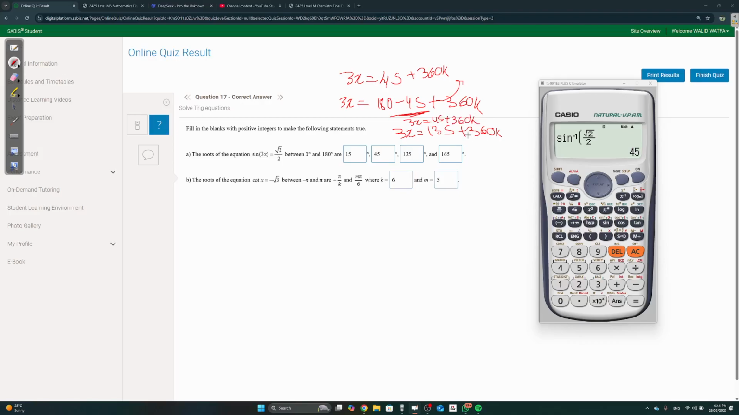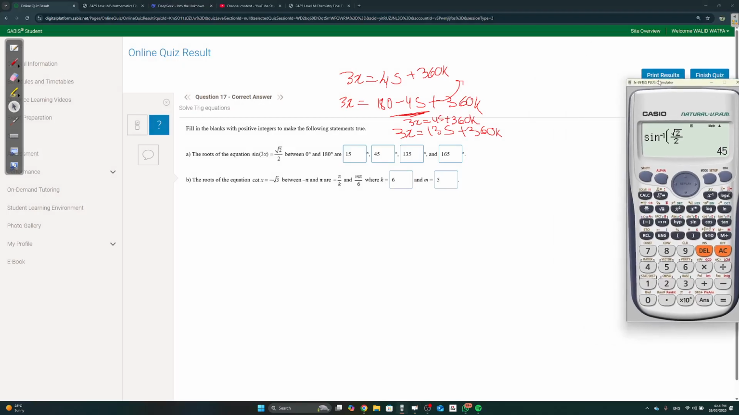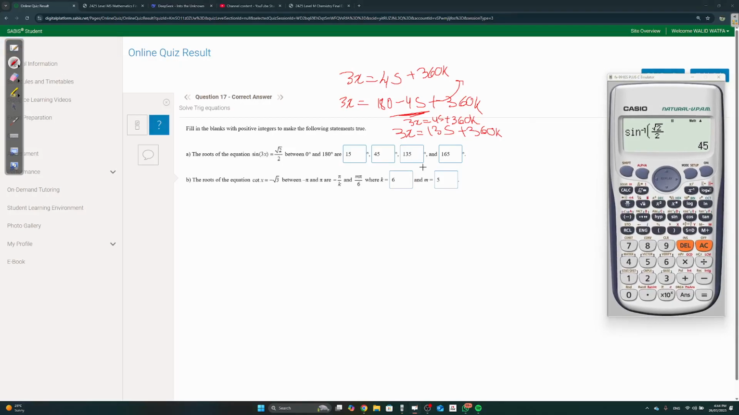Do we solve and then do plus 360k? No, you have to check your k values before solving. The last thing you do is solve. Let's see, for k is equal to 1, 3x is equal to 45 plus 360 equals 405. And then for k is equal to 1, 3x is equal to 135 plus 360 will be 495.